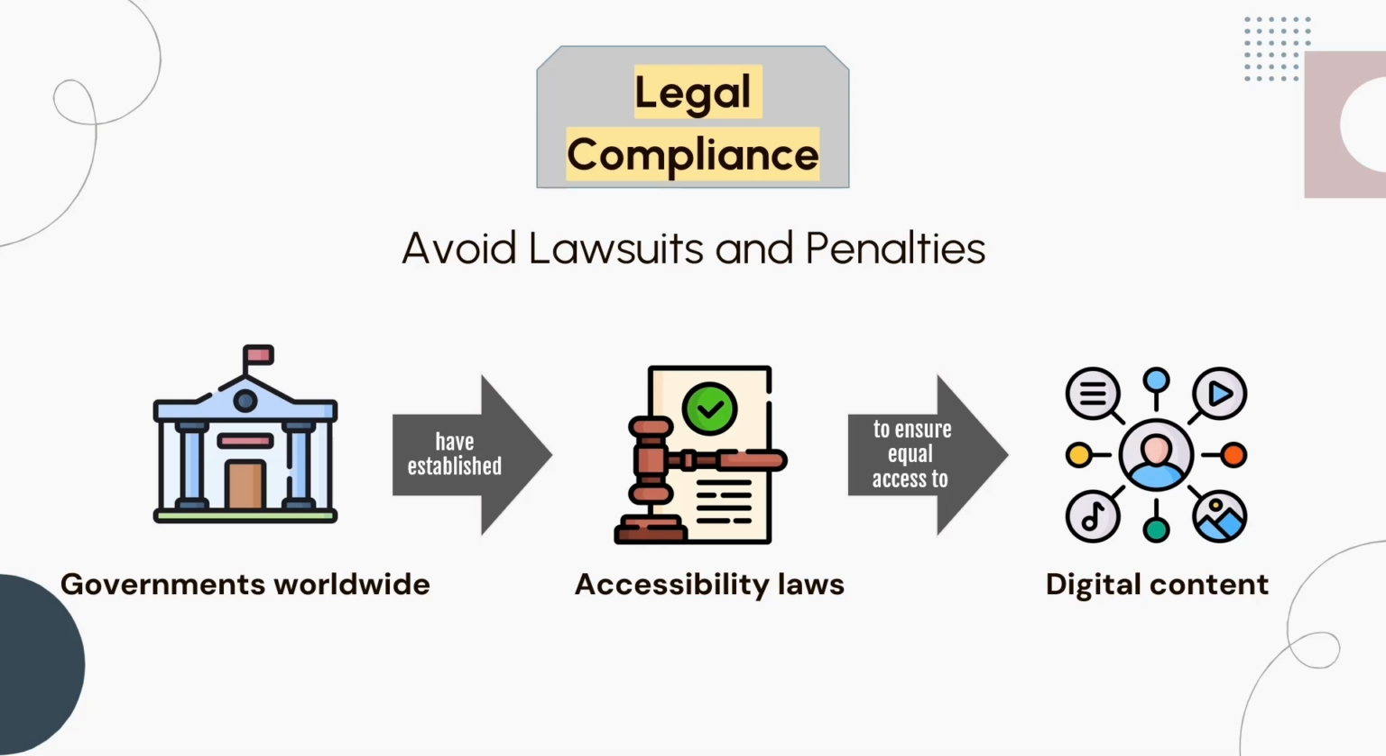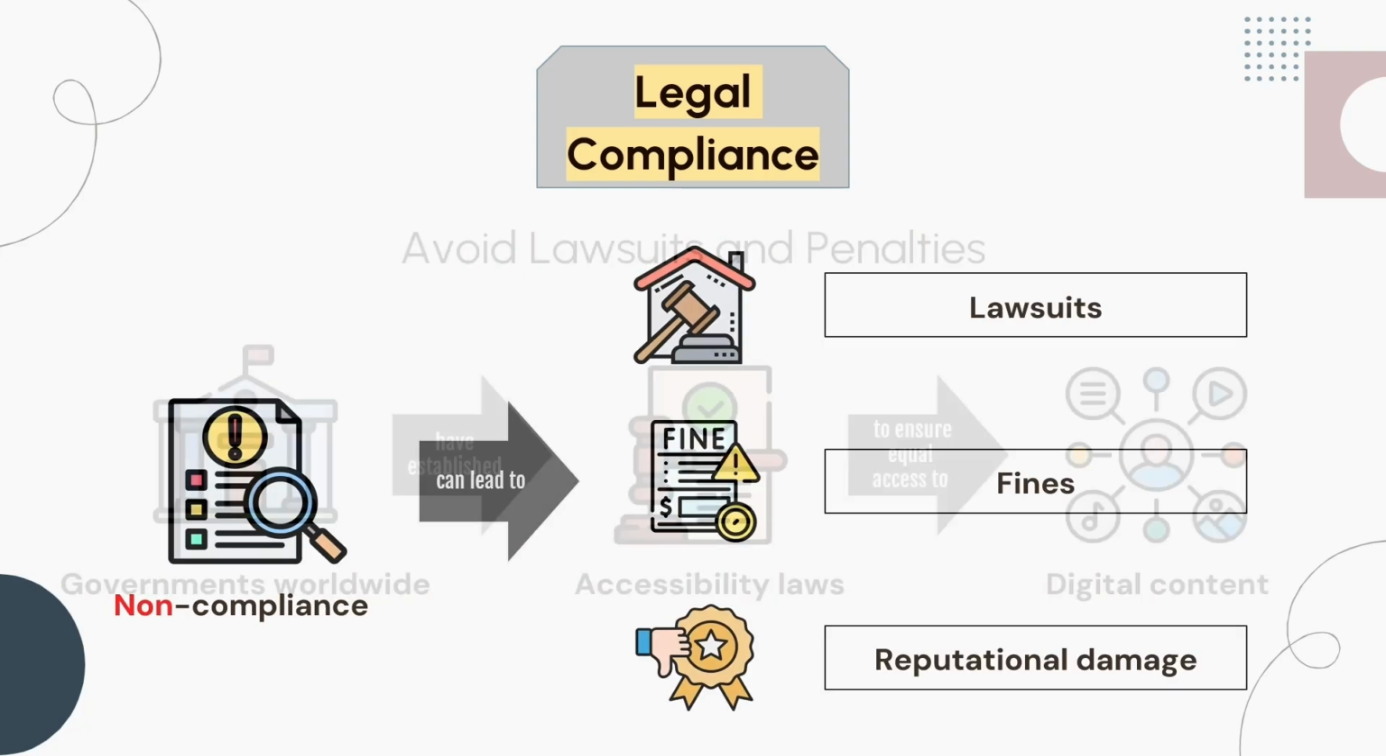Governments worldwide have established accessibility laws to ensure equal access to digital content. These laws require organizations to make their digital platforms accessible to individuals with disabilities. By establishing these regulations, governments aim to eliminate barriers that prevent people from accessing essential information, services, and opportunities online.